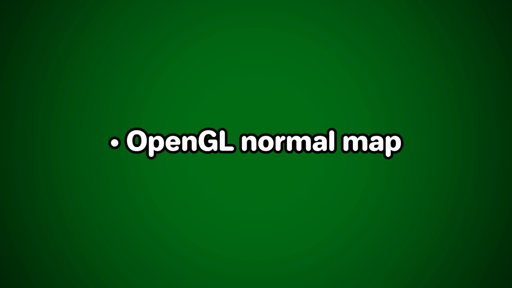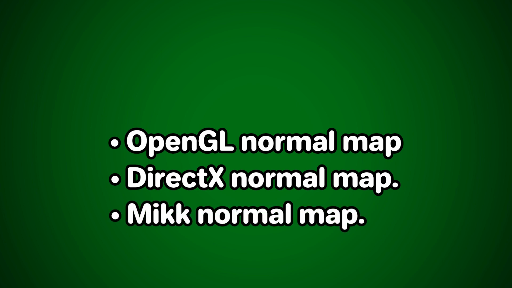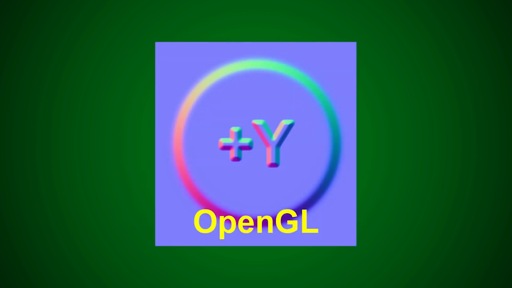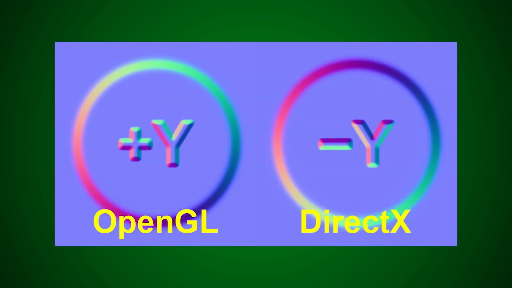There are three types of normal maps: OpenGL normal map, DirectX normal map, and MIKK normal map. OpenGL normal maps have the green color facing upwards. DirectX normal maps have the green color facing downwards. It is best to make sure which normal map your 3D software or game engine supports.